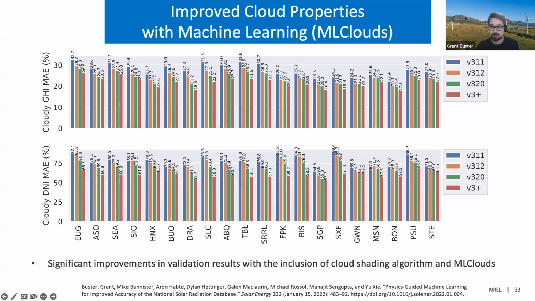And the subsequent versions are the shading model in v3.12, the ML Clouds as a gap fill methodology in 3.20, and the full ML Clouds in this future possible version of v3+. So you can see we've been making improvements to how we're interpreting these cloud properties and how we're applying them in our models. Next slide.